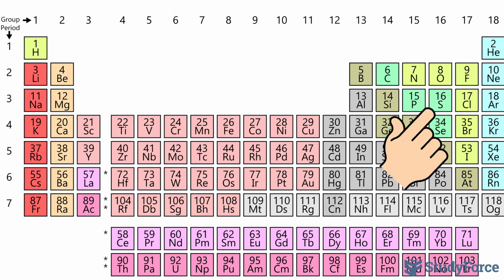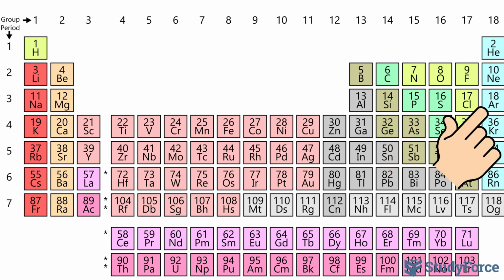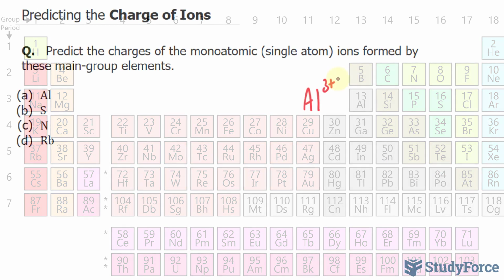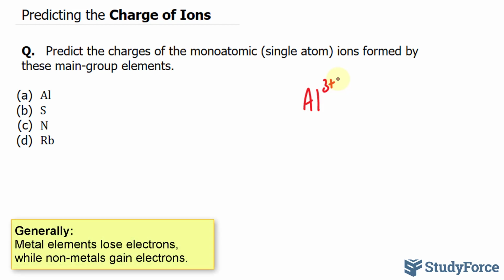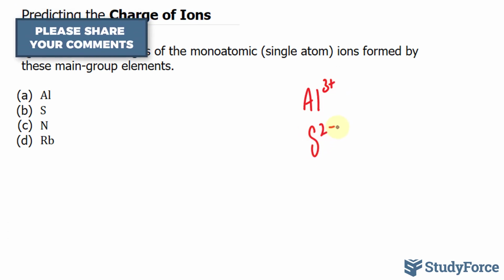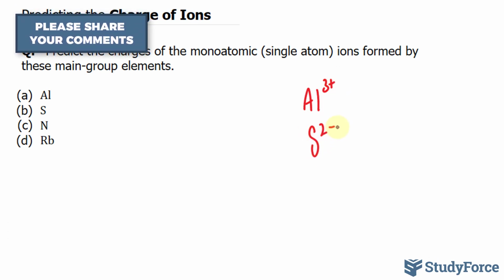As you can see, sulfur has 16 protons, and in its neutral state would have 16 electrons. And the nearest noble gas is argon, which has 18 electrons. Take a look. Sulfur tends to gain 2 electrons to form an anion with a charge of 2-, forming S2-.